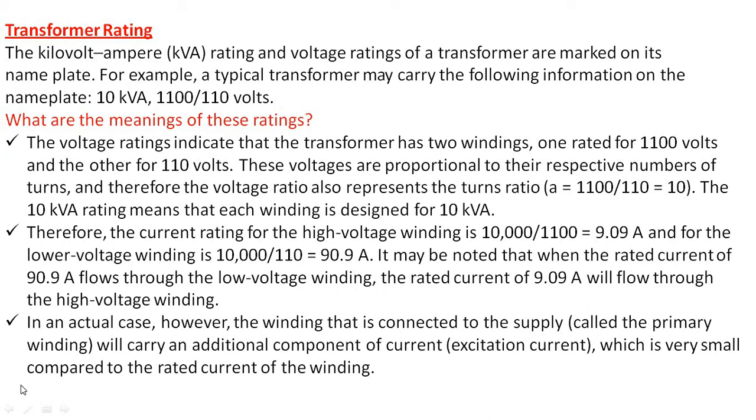In an actual case, however, the winding that is connected to the supply, called the primary winding, will carry an additional component of current, the excitation current, which is very small compared to the rated current of the winding.